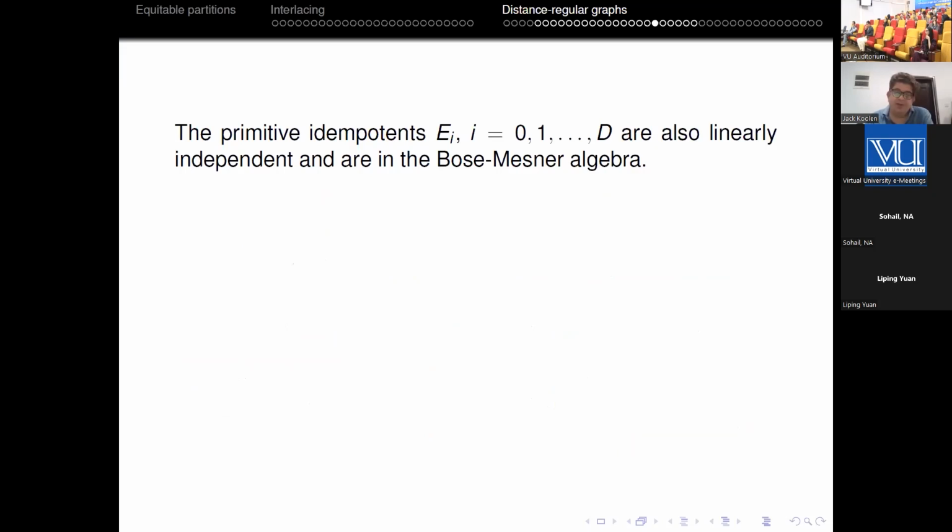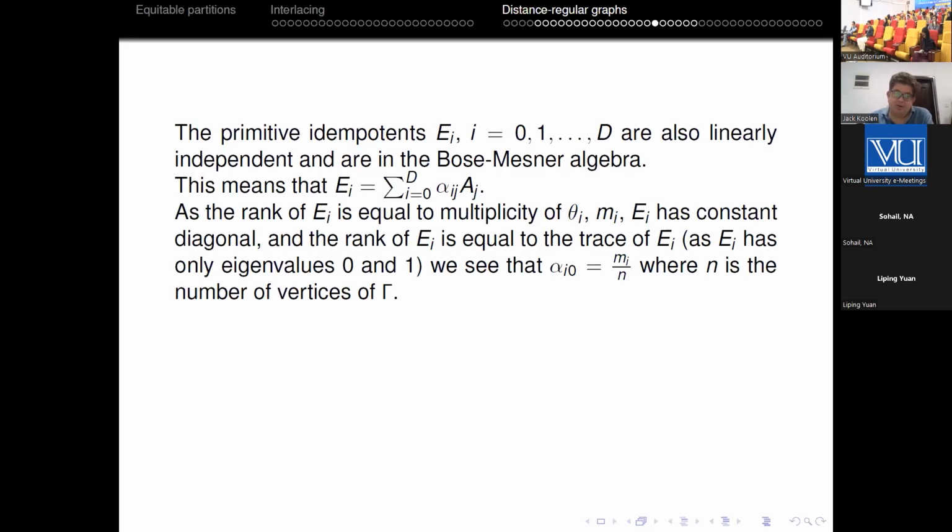Okay, so also the primitive idempotents E_i are linearly independent, because E_i times E_j is delta_ij E_i. So E_i times E_j is 0 if i is not j, and E_i squared is E_i. So we can write E_i as a linear combination of the A_i. Yes. And the rank of E_i is equal to the multiplicity of theta i. So we call them m_i.